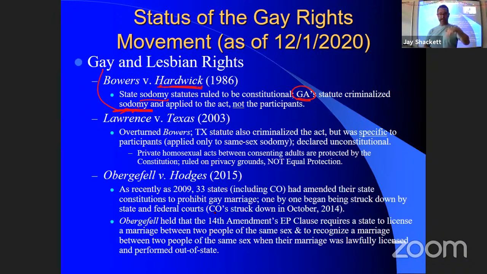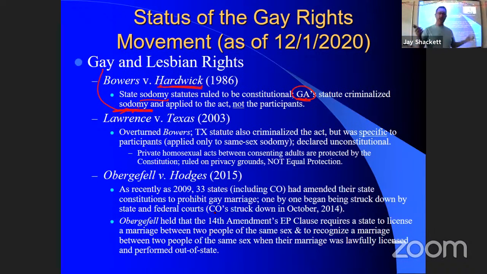Hardwick is arrested and charged. And now it's a minor fine, I think it was like a $100 fine or something along those lines. He pays the fine, but he decides to challenge the law. And he says, listen, it is unconstitutional for this state to have this law because you are targeting me with the application of this law.